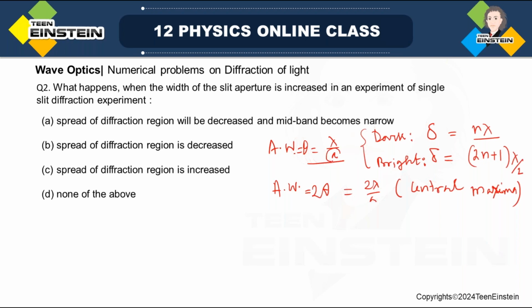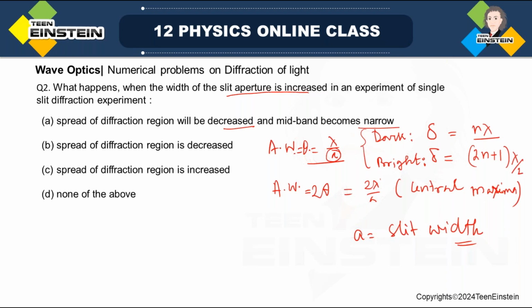Slit aperture, here this A is the slit width. So if the slit width is increased, then what will happen? The spread of the diffraction region will be decreased. The mid band becomes narrow. Let us see what happens if this A is increased.